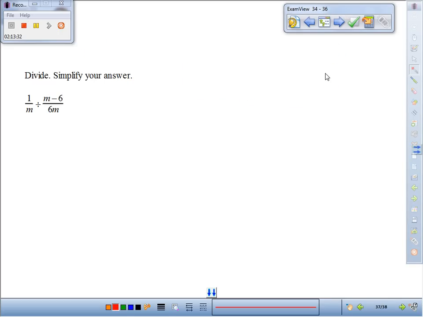34. Here we go. Number 34, divide and simplify. 1m divided by m minus 6 over 6m.